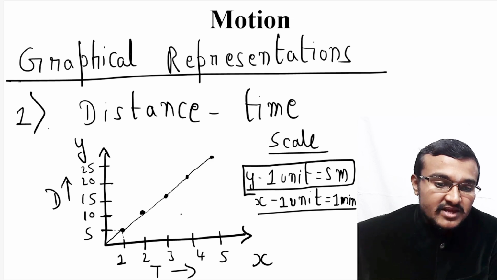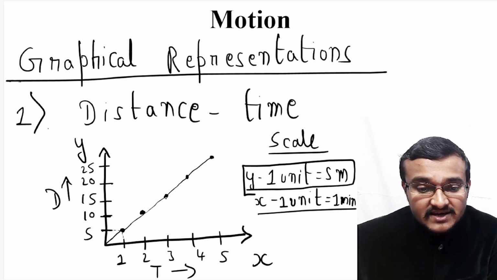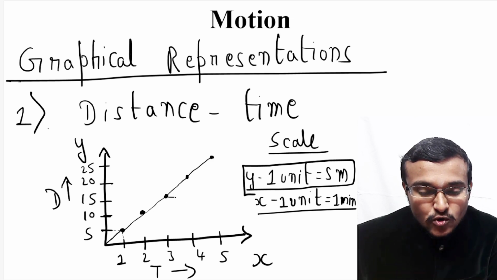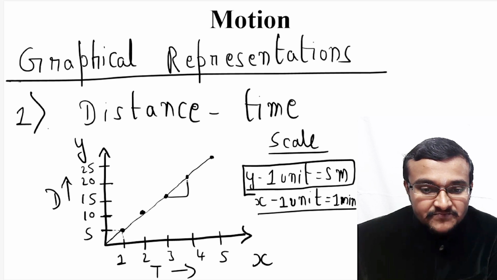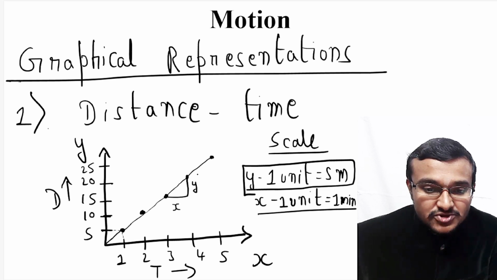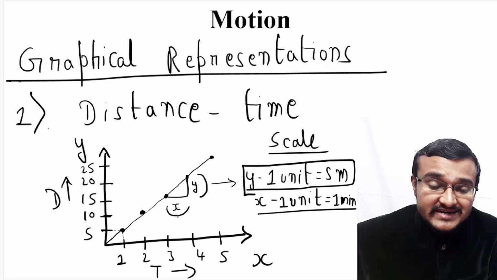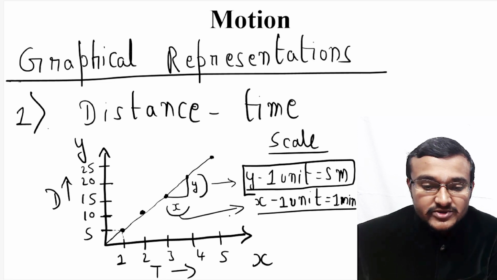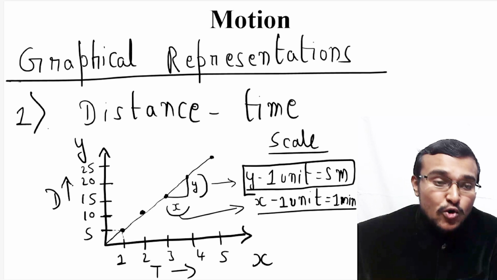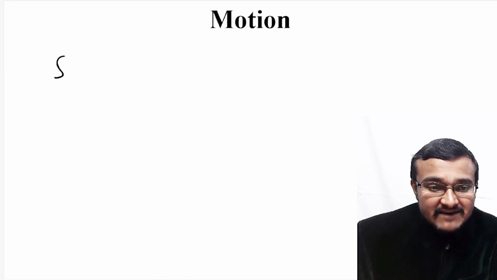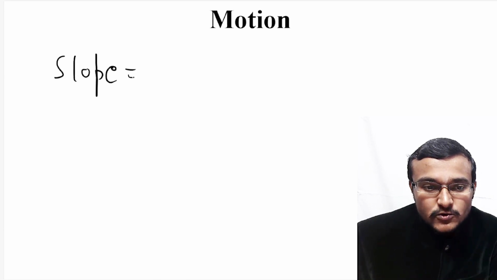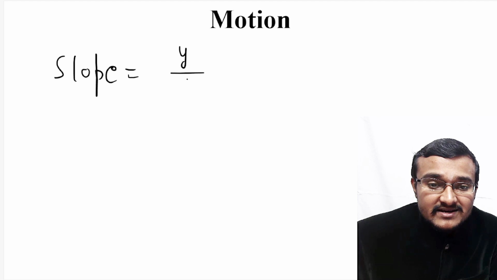Here, if you consider this as a straight line, and consider the slope of this particular straight line, then this will be y and this will be x. This particular distance you can multiply with the scale, and this particular time on the x-axis you can multiply with its unit. Now the slope for a linear graph will always be equal to y divided by x.